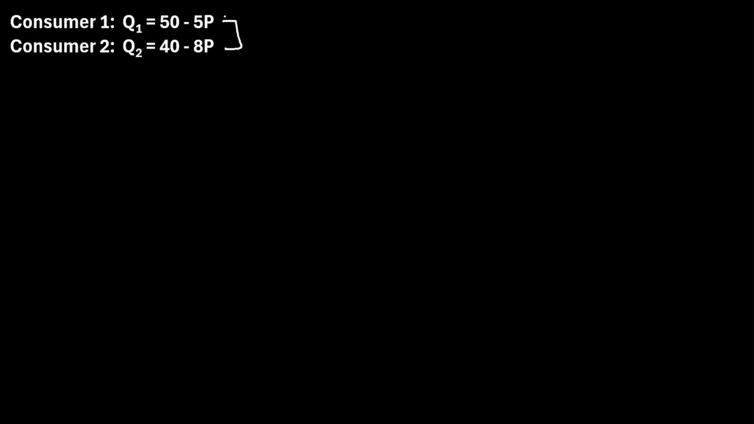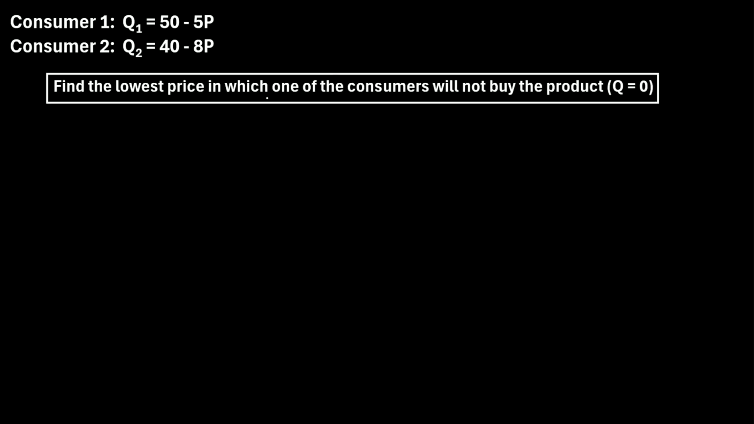Well, because these two consumer demand functions are not the same, what this means is that once the price of this good hits a certain price level, one of the consumers will stop having a demand for it before the other consumer. So to find the market demand, here's the first step we need to do. We need to find the lowest price at which one of the consumers will not buy the product. In other words, their quantity demanded is equal to 0.